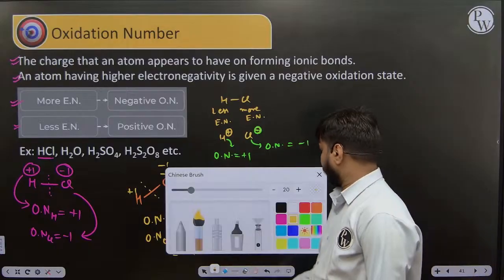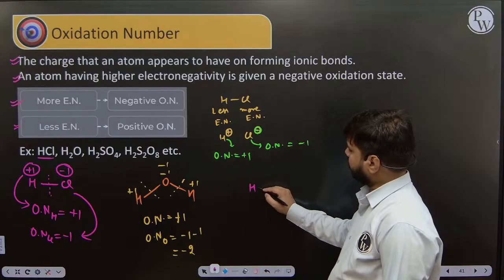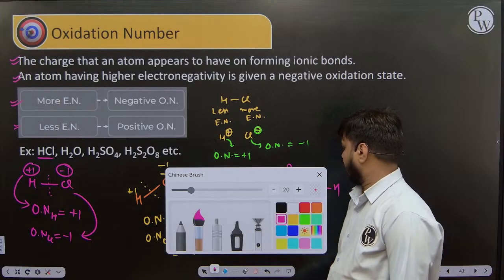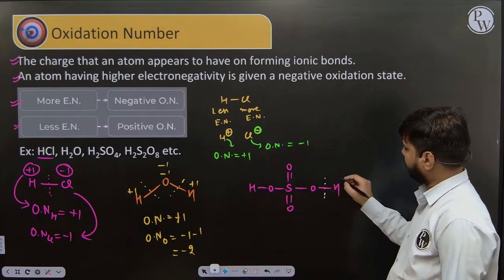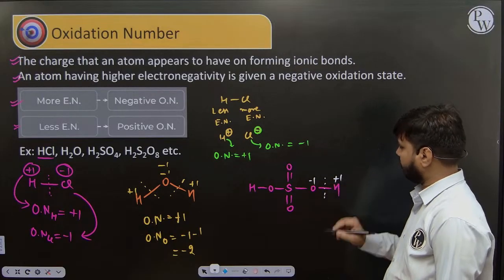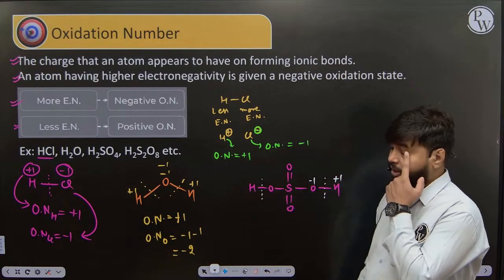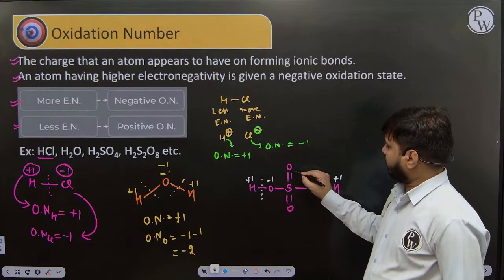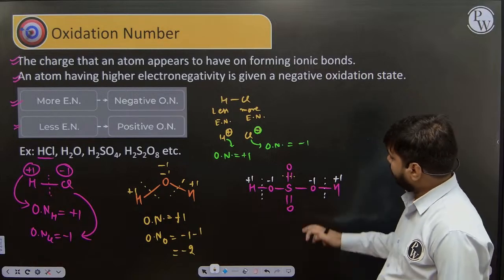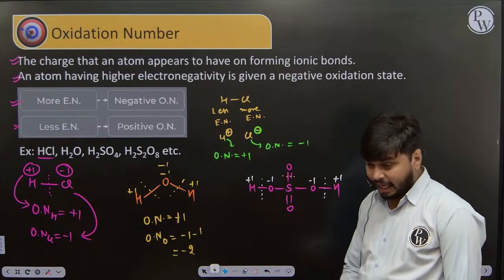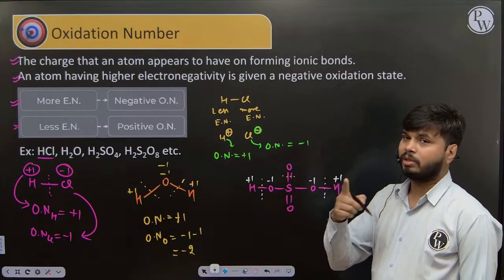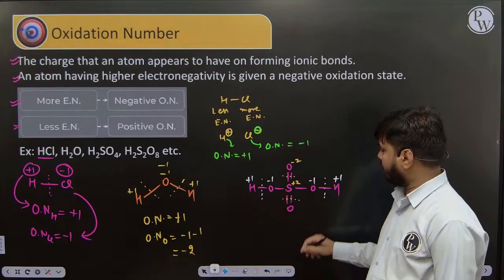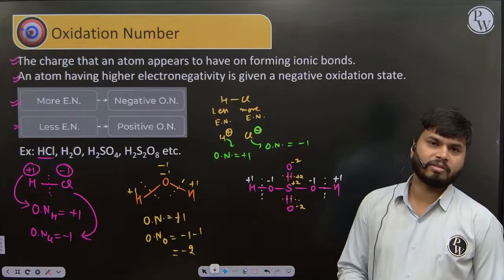Correct. Let's talk about H2SO4. It has S double bond O, and single bond oxygen-hydrogen. Now I am going to break the bond. Oxygen and hydrogen, who is more electronegative? Oxygen. So oxygen will get minus and hydrogen plus. Similarly, if I break this bond, hydrogen is less electronegative, oxygen is more electronegative, so hydrogen will be plus 1 and oxygen minus 1. For the sulfur-oxygen double bond, oxygen is more electronegative, so if you break the double bond, the one with more electronegativity will get minus 2 and sulfur will get plus. Similarly, here you break two bonds, so oxygen will be minus 2 and sulfur plus.